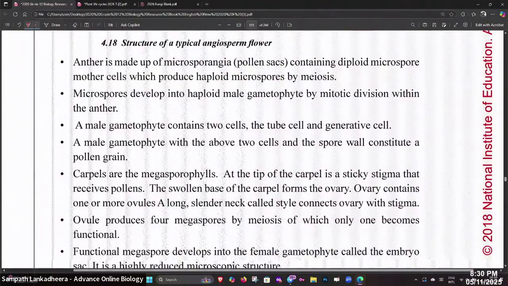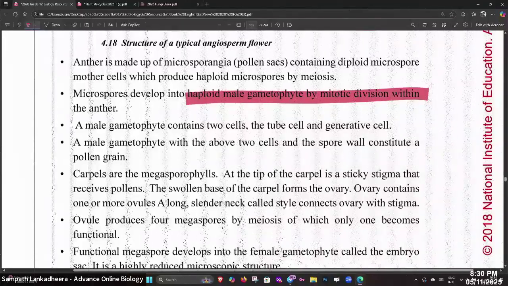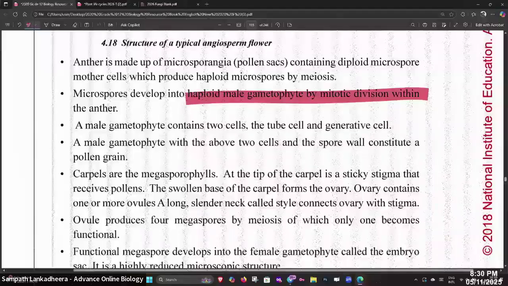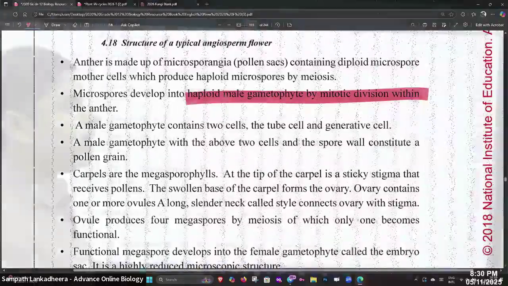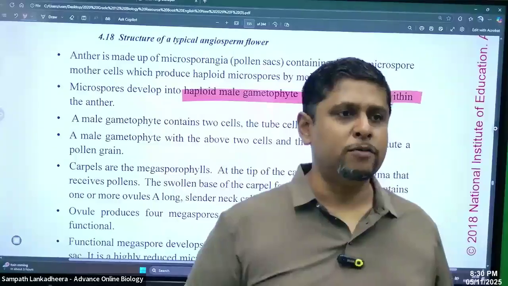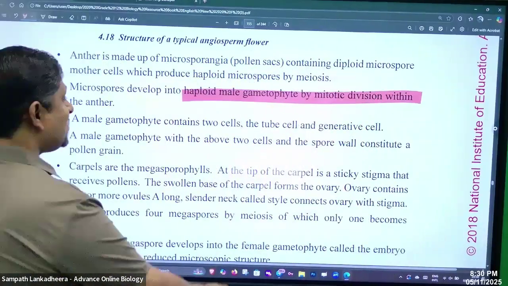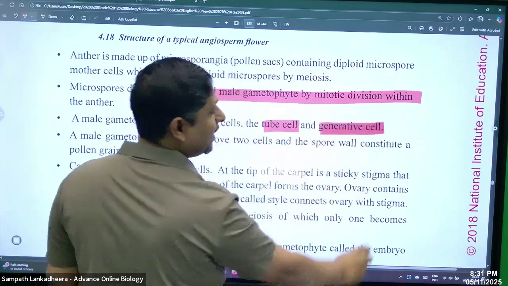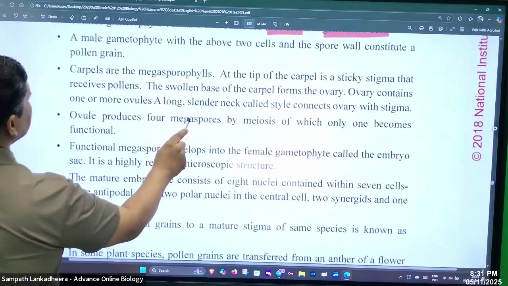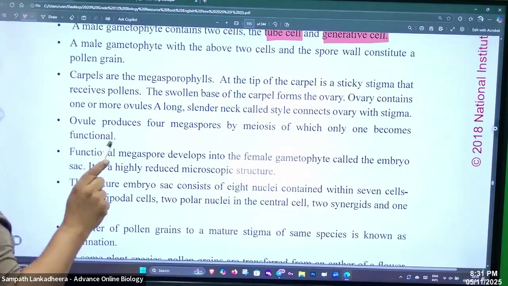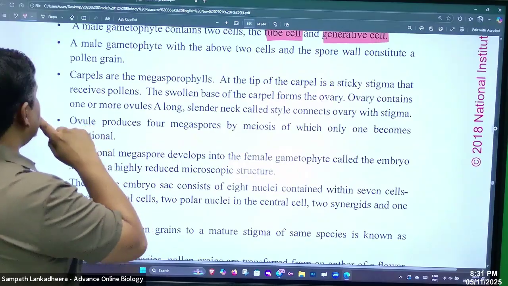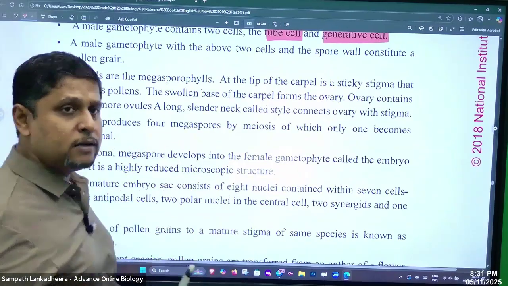Microspores develop into haploid male gametophyte by mitotic division within the anther, so the haploid male gametophyte is the germinated pollen. Germinated pollen is the male gametophyte. It has 2 cells, the tube cell and the generative cell. Male gametophyte with about 2 cells and spore wall constitute a pollen grain.